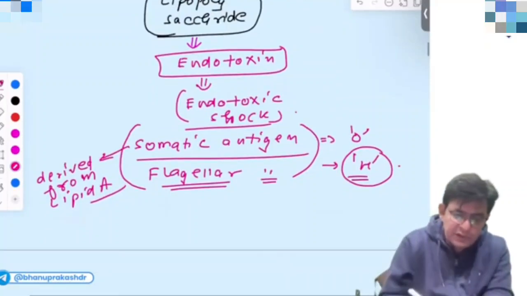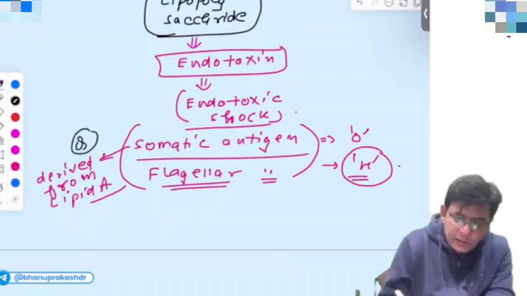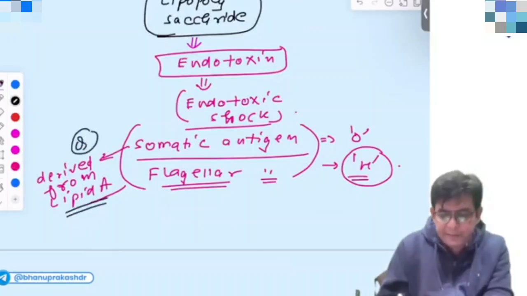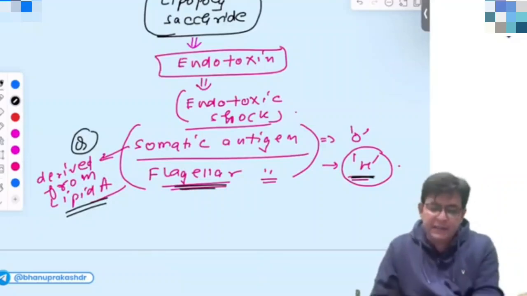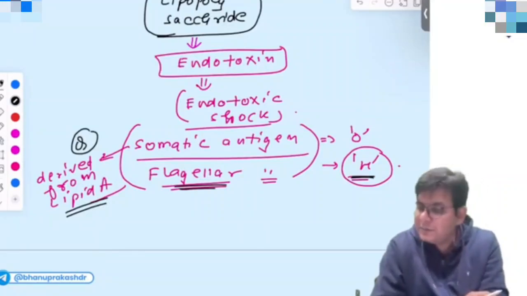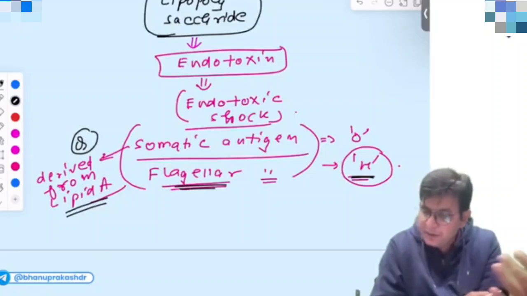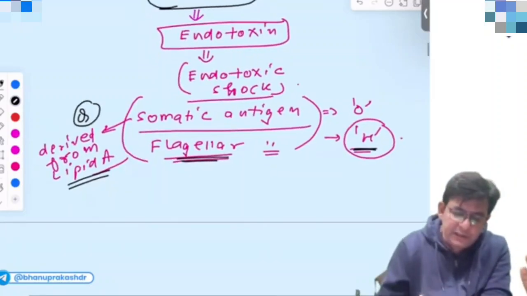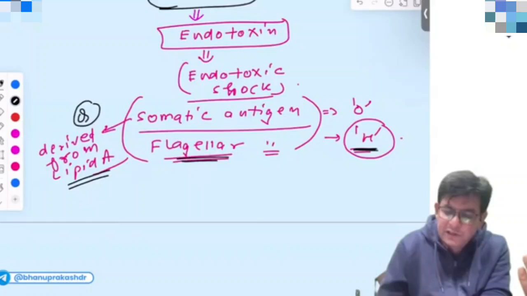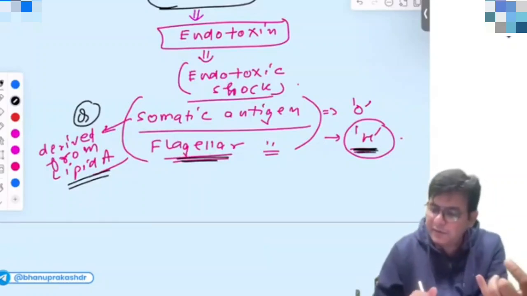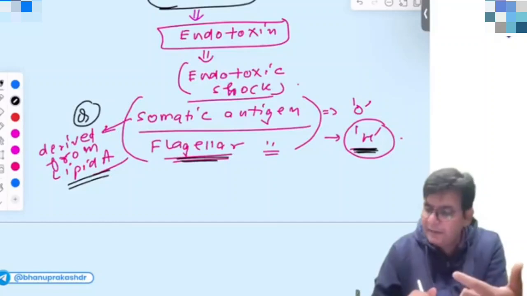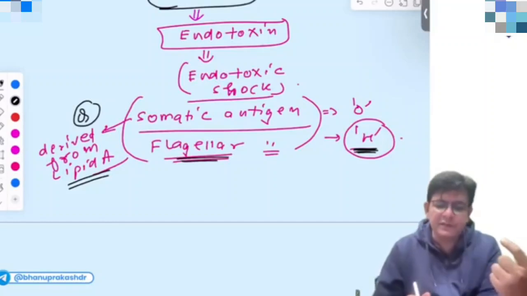Fine. So this question can be asked: this O antigen is derived from where? Lipid A. And this flagellar antigen is termed what? H. Flagella. Those which have flagella, that is the flagellar antigen. Remember this fact also, that somatic antigen is derived from lipid A, and flagellar antigen is denoted by which alphabet? H. Yes, very right. In the Vidal test, we use the antibodies for them.